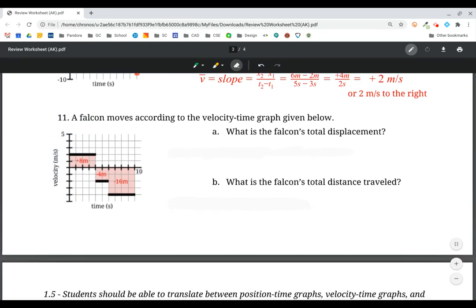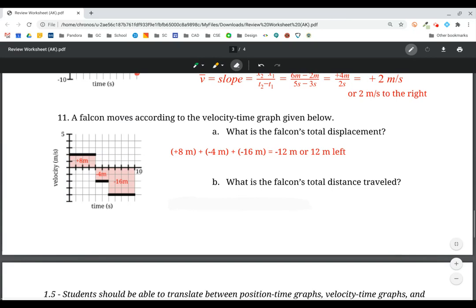Number 11 is about a falcon. It's a velocity time graph instead of a position time graph. And in order to find the displacement on a velocity time graph, we can find the total area of each chunk and add them up. So for the first 4 seconds, the area is positive 8 meters. For the next 2 seconds, it's a negative 4 meters. And for the last 4 seconds, it's a negative 16 meters. All added up, that is a total of negative 12 meters, or 12 meters to the left.